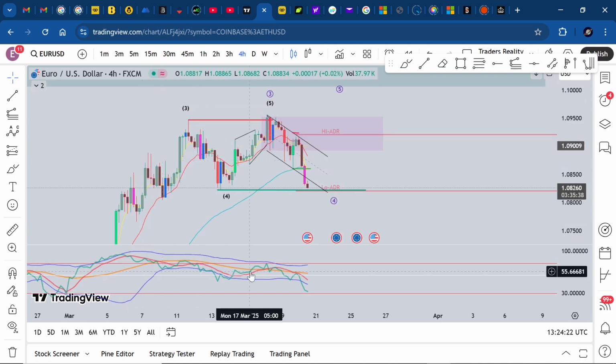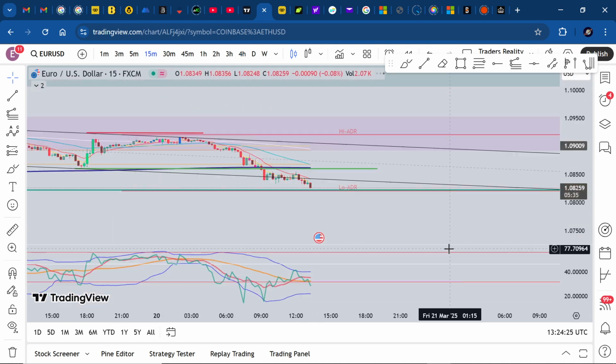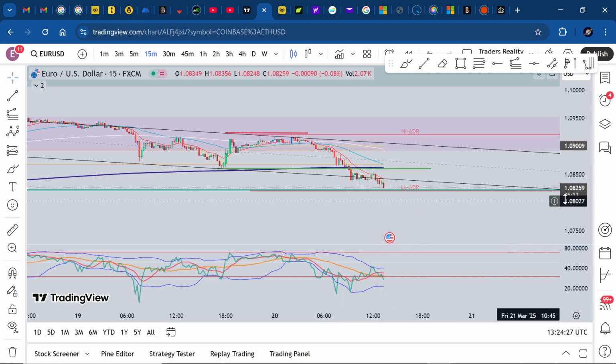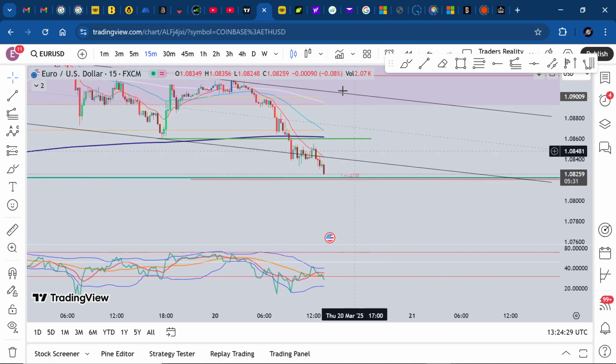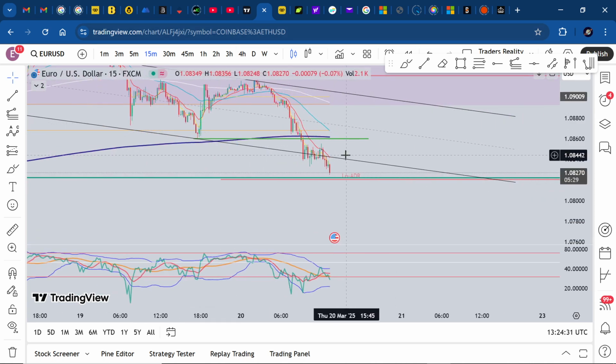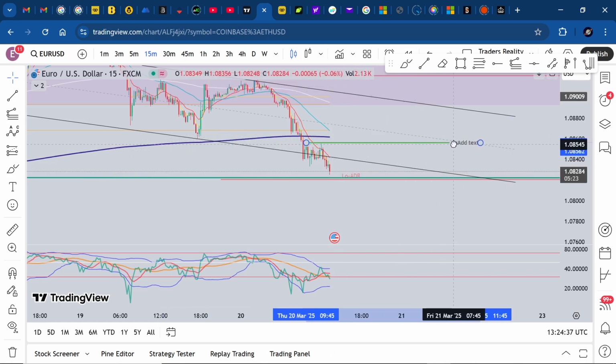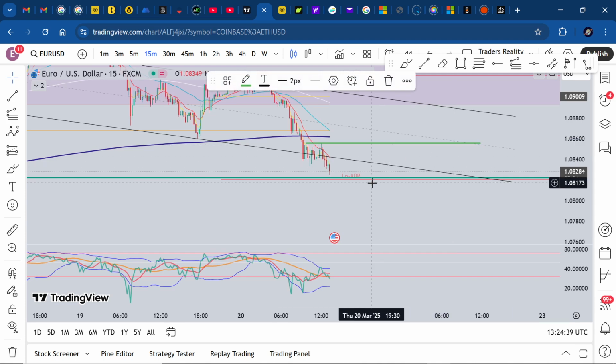Currently I am anticipating, with this bullish divergence as well, higher price. I would not be surprised if we manipulate that low. That would be fine, but then I want to see a good break of this high after that.